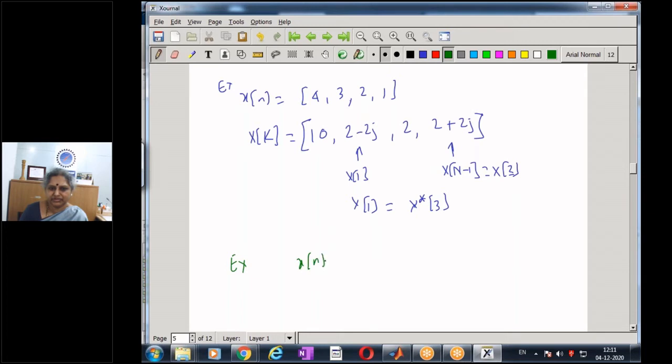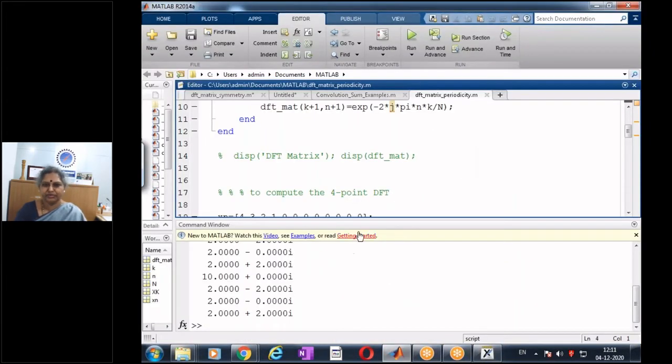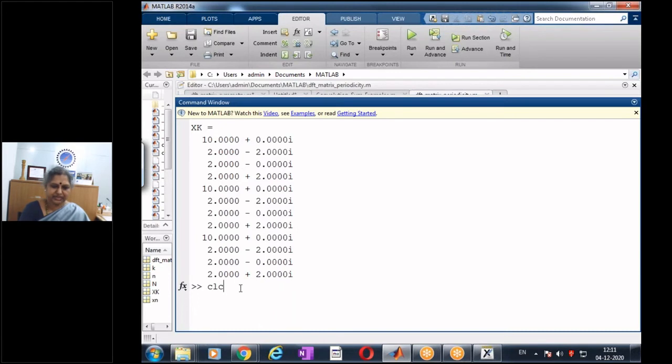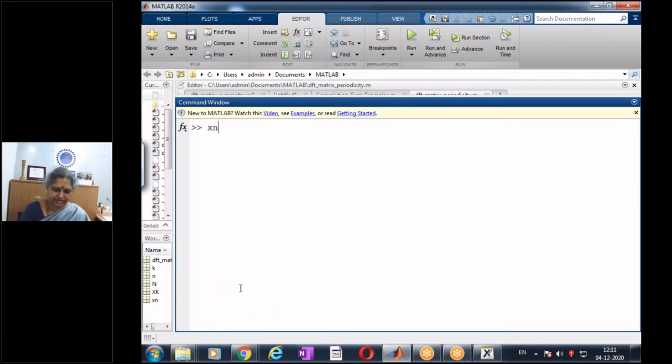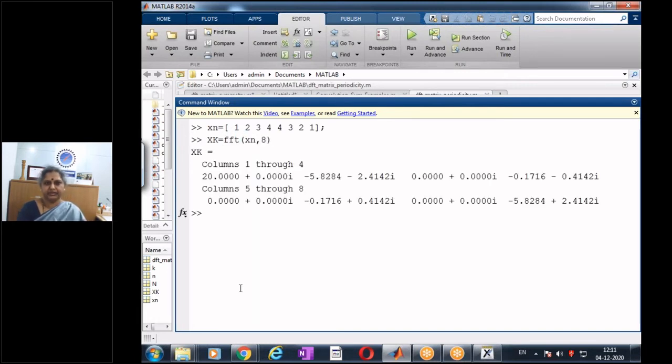Let us consider a sequence x of n as, say, 1, 2, 3, 4, 4, 3, 2, 1. And let's try to compute the 8-point DFT of the sequence and see whether the symmetry is still valid. Since an 8-point DFT is going to be computationally intensive, let's take the help of MATLAB in evaluating the DFT. Let's consider the sequence x of n given by 1, 2, 3, 4, 4, 3, 2, 1. And let's try to compute x of k given by the DFT of x of n, and let us say we want an 8-point DFT.